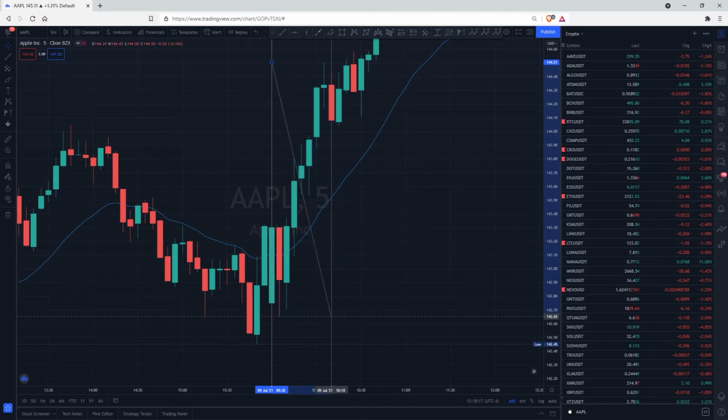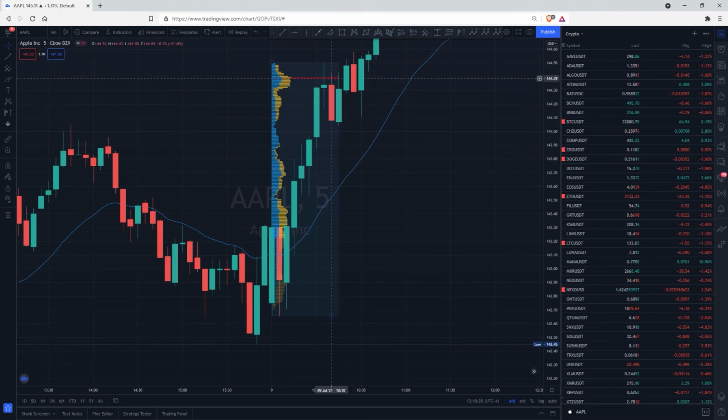Now, let's see where that actually shifted. All right, let's go back one more. The POC did not shift on this bull bar. It actually shifted on the bear bar. So when the bear bar turned lower, we saw the POC that formed up at the top.